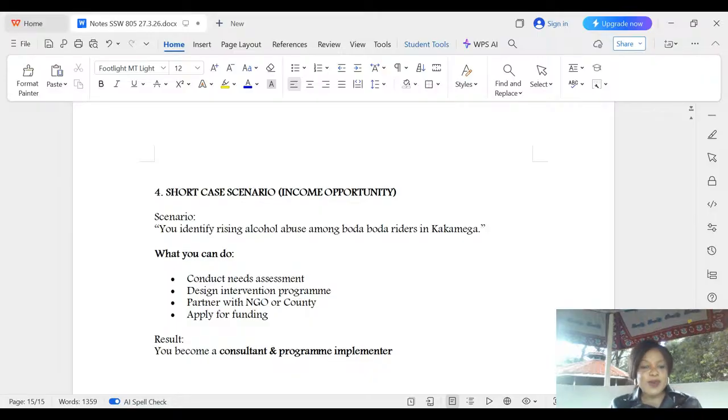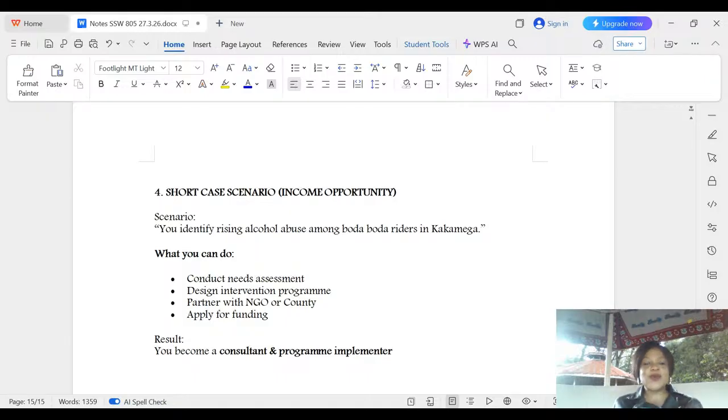So I've put here a short case scenario that you can use to jog your mind on income opportunities. And in this scenario, I'm saying identify rising alcohol abuse among boda boda riders in Kakamega. What can you do?